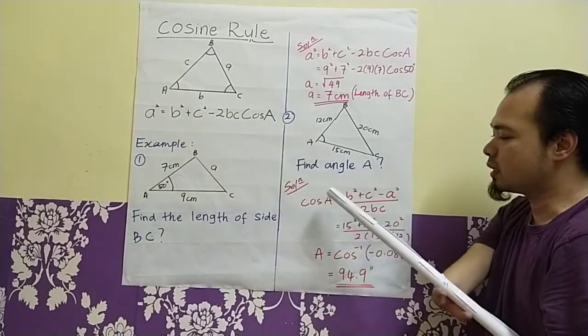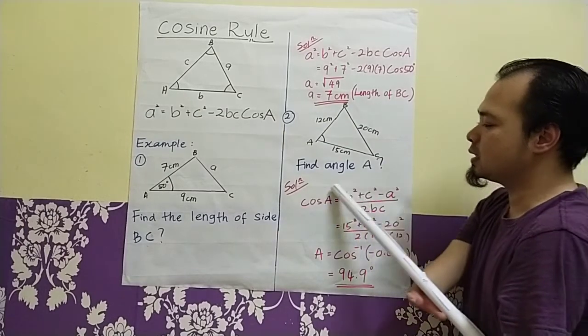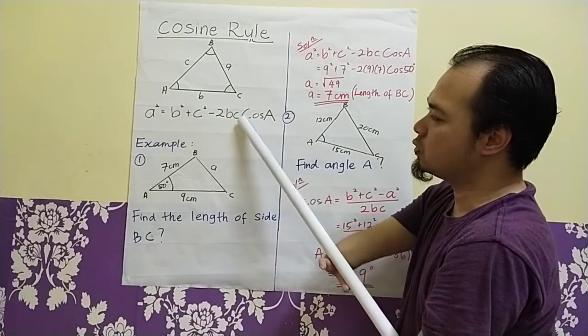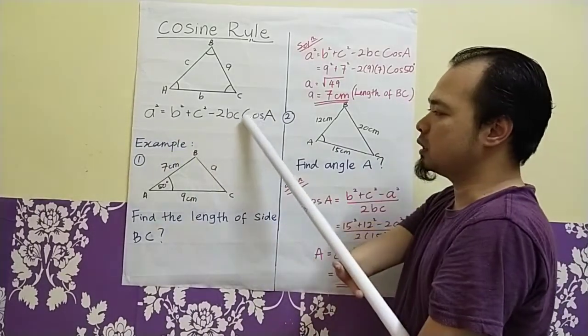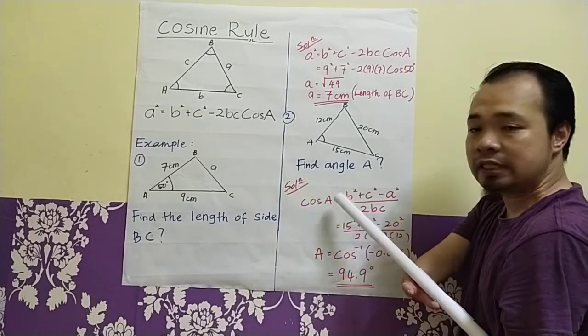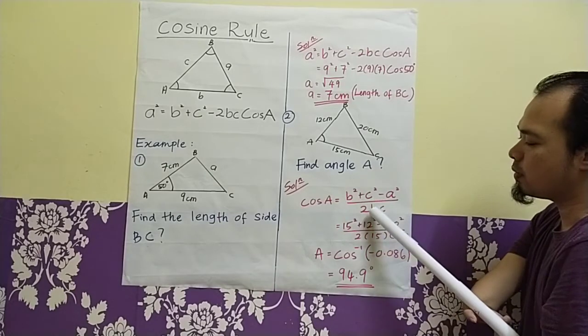How do we get this one? B square plus C square minus A square divided by 2BC. This is just algebra, so you should know how to rearrange this type of formula. Just rearrange, make cos A the subject first. When we rearrange this, we get B square plus C square minus A square divided by 2BC.